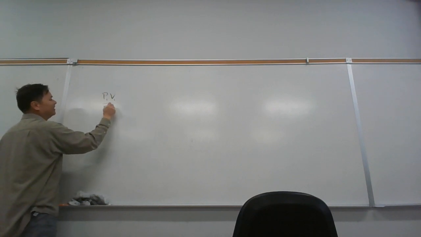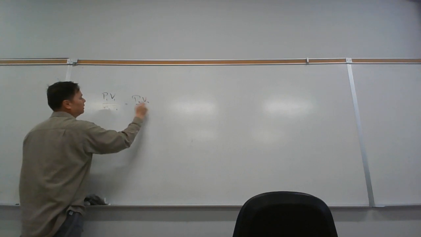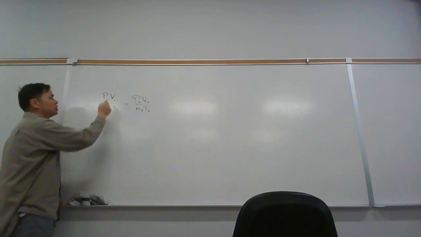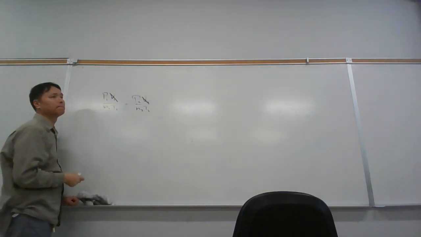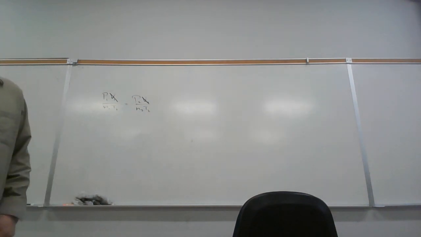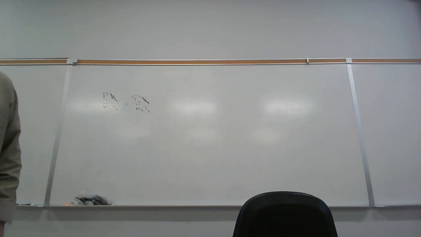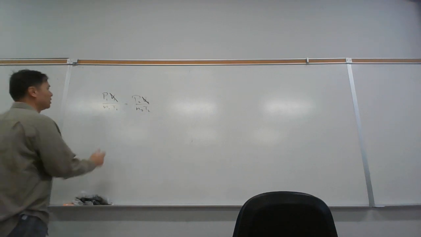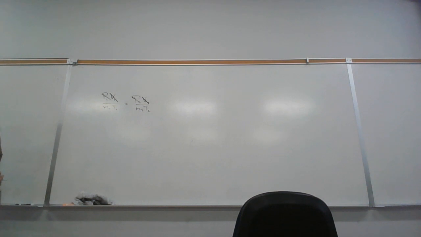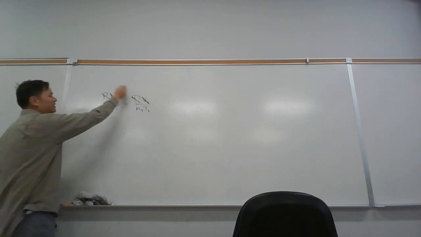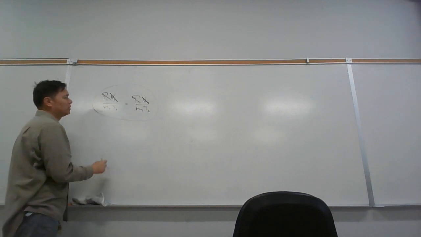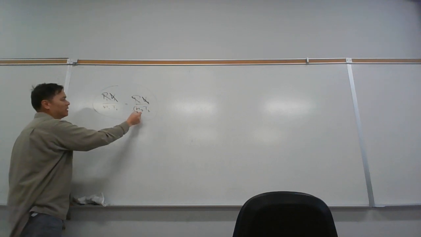P1 V1 over N1 T1 is equal to P2 V2 over N2 T2. All right. They say constant volume, so the volume doesn't change. And they also say they want to maintain the same pressure, so pressure doesn't change here. And so we end up with this scenario here. What we're going to do is just come up with some kind of ratio. And so what has to happen is the amount of gas has to change.